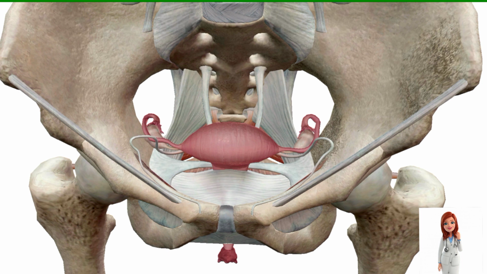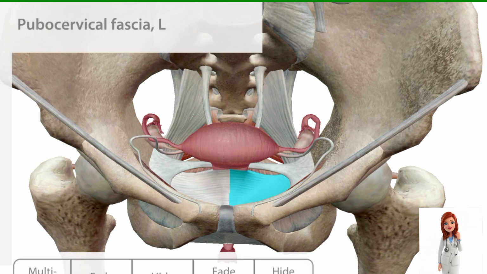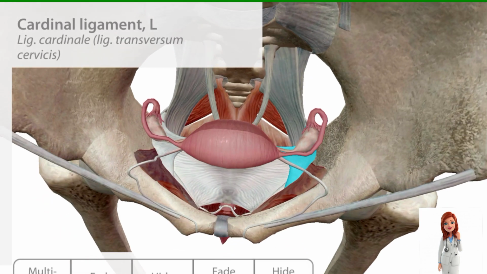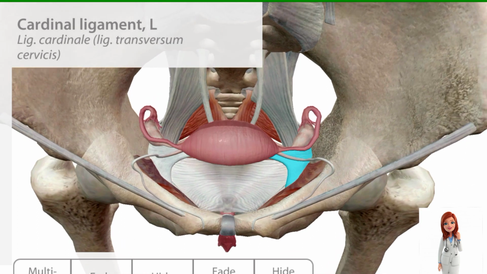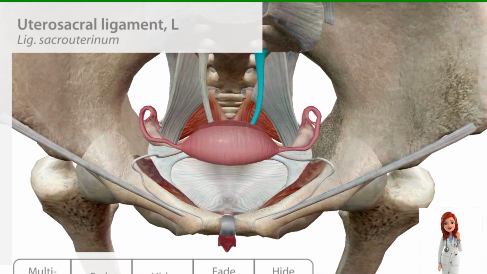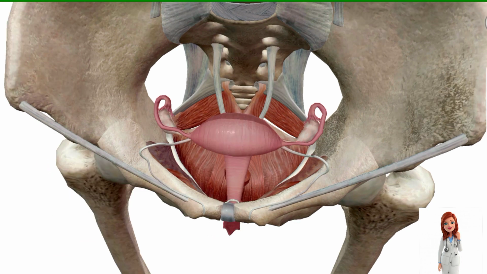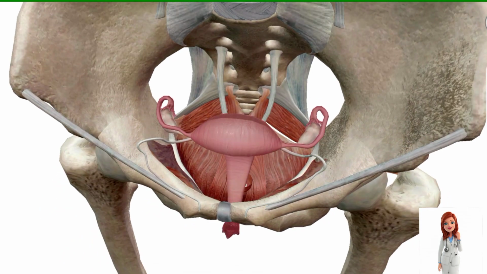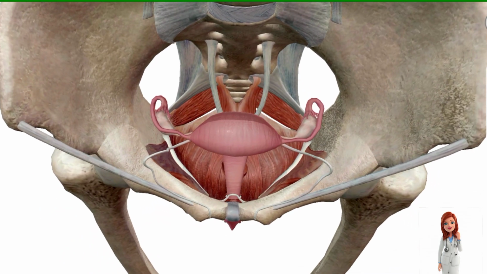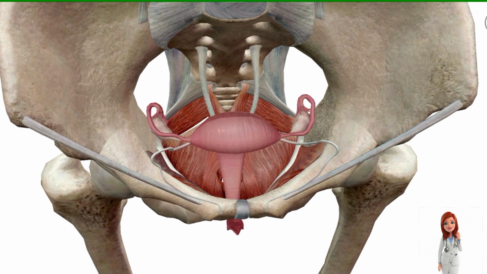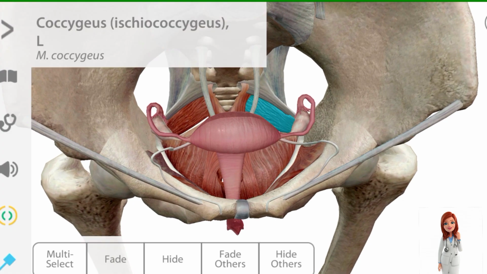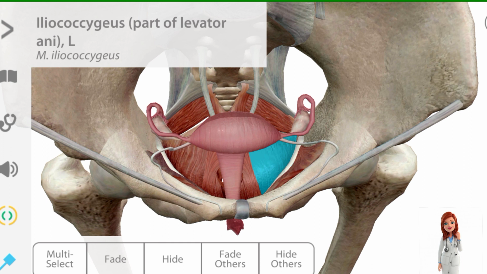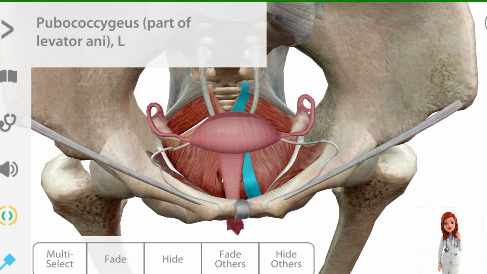Uterus is supported by the muscles, fibromuscular structures, and the ligaments. The ligaments include the pubocervical fascia, transverse cervical, which is also known as the cardinal ligament, uterosacral ligament, and the axis of the uterus. The main muscular support of the uterus contains the pelvic diaphragm. Pelvic diaphragm contains mainly the levator ani, which further contains the ischiococcygeus, iliococcygeus, and the pubococcygeus.